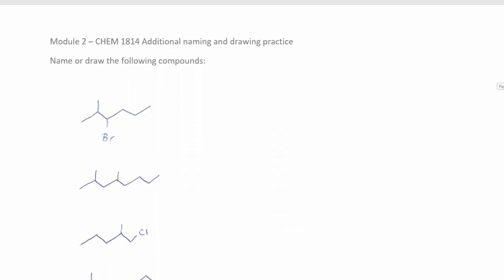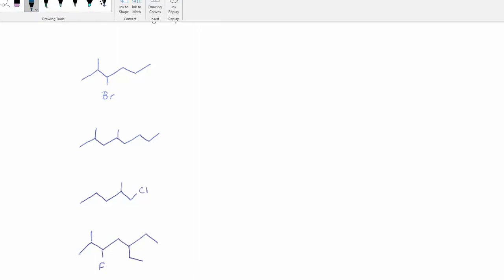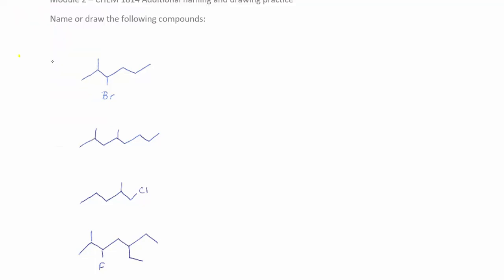Now I'm going to name from drawings. When you go to name from drawings, you start by finding the longest carbon chain that you can hold your pen or pencil down on without breaking. So here is my longest carbon chain. That's going to be my parent chain or my backbone. And I'm going to count. So I have 1, 2, 3, 4, 5, 6 carbons there. That means I'm going to start with hexane.